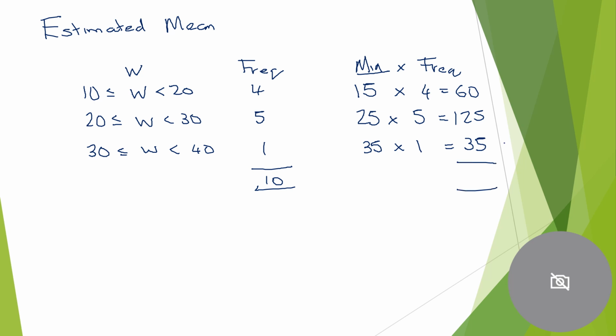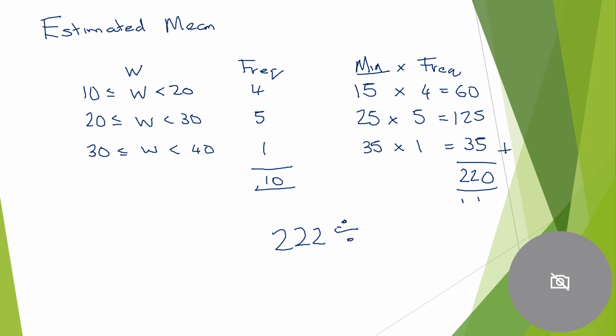You then want to be adding these together. 5 and 5 is 10. You've got a calculator. 60 plus 125 plus 35 is 220. And then finally, the mean is, add them all up, which is what we've done there.